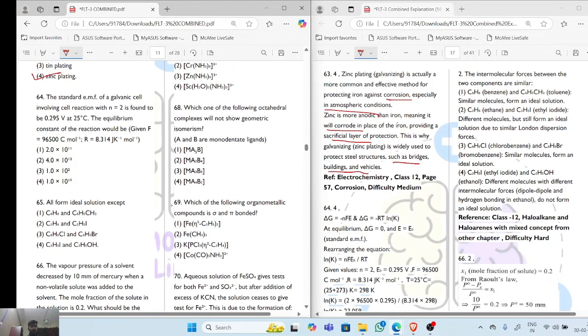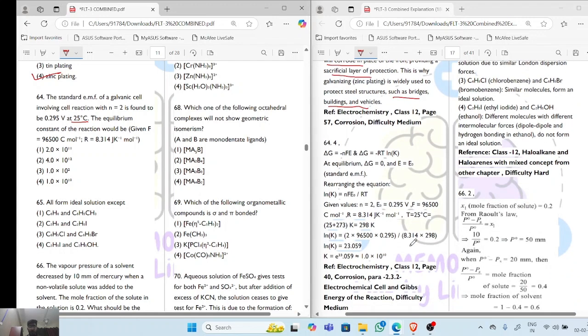Now comes question number 64. The standard EMF of a galvanic cell involving a cell reaction with n equals 2 is found to be 0.295 volt at 25 degrees Celsius. The equilibrium constant of the reaction would be... So we have to find the equilibrium constant K.